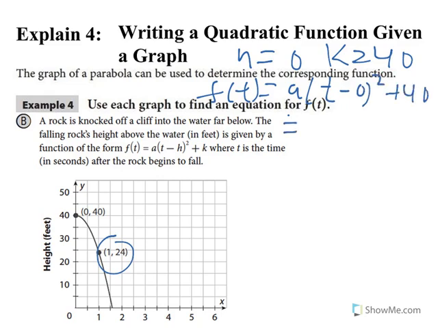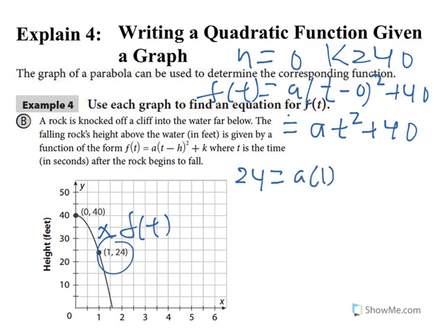So we can shorten this equation to a t squared plus 40. Okay, so we pick this point. So this is our x, this is f of t. So we said 24 equal to a times 1 squared plus 40. So subtract 40 from both sides. So it gives us negative 16 equal to a.